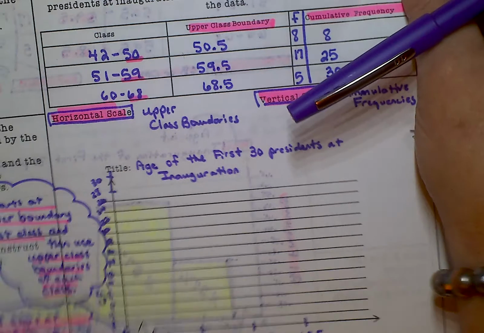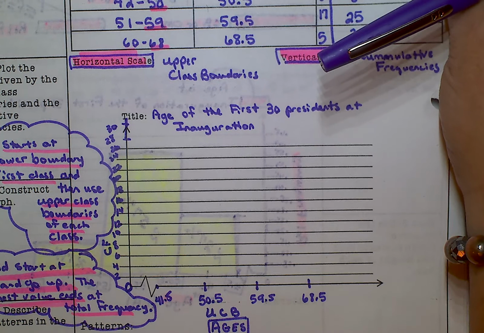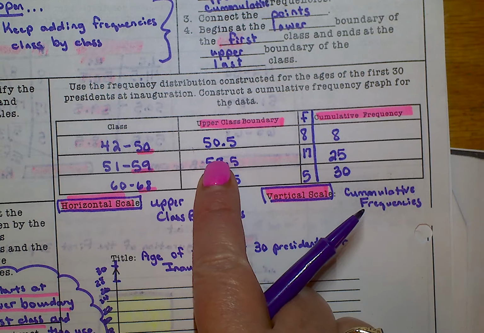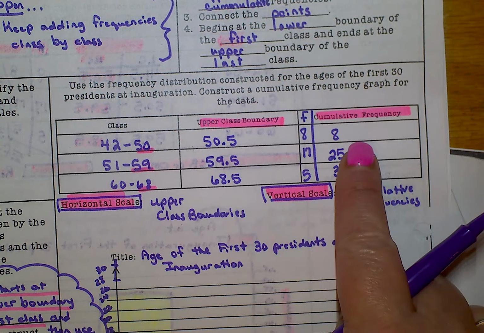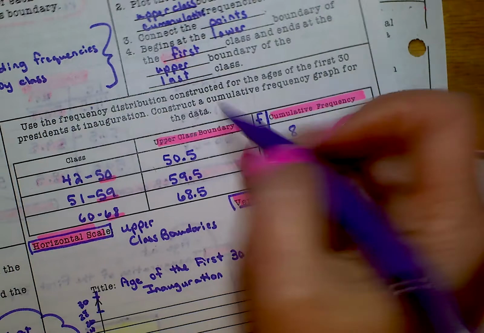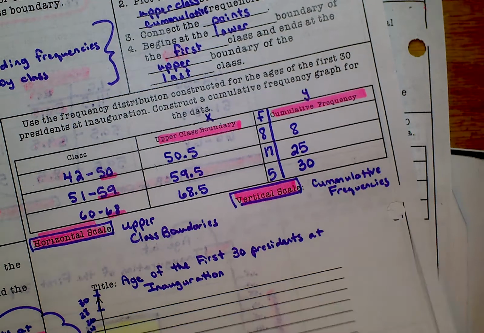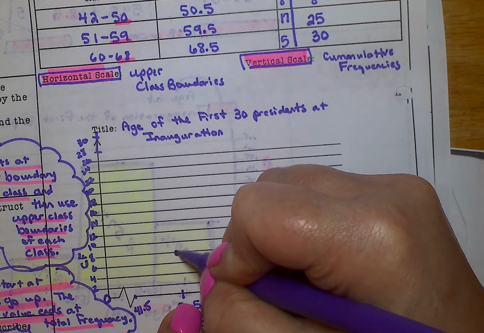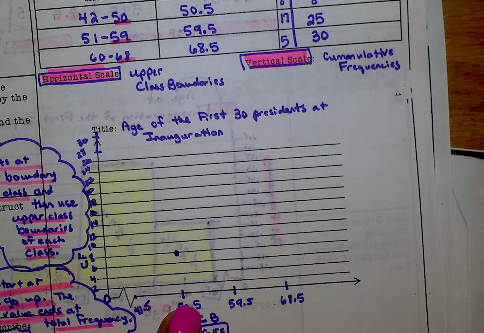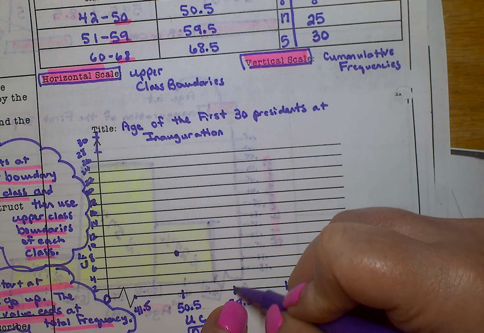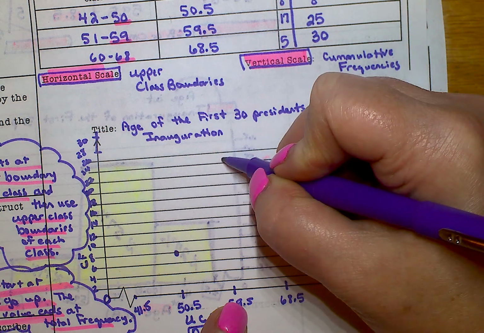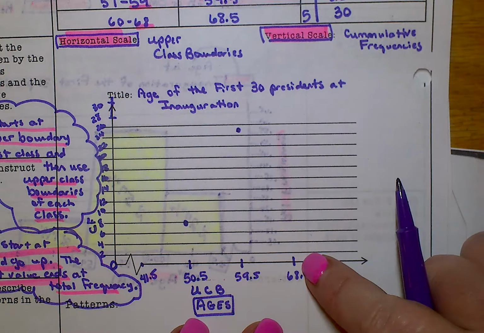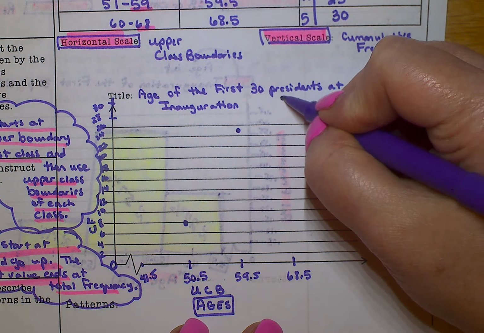Okay, now when you graph, remember that you're putting dots because it's going to be lines, kind of like when you graphed a linear equation in algebra. So you're going to look at your upper class boundary, which is 50.5, and you're going to plot a point at 8. So this is like your X, and this is like your Y. So I'm going to go to 50.5, and I'm going to go up to 8 and put a point. Then I'm going to go to 59.5, and I'm going to go up to 25, between 24 and 26, and put a point. Then I'm going to go to 68.5, and it's going to be all the way up there to 30.